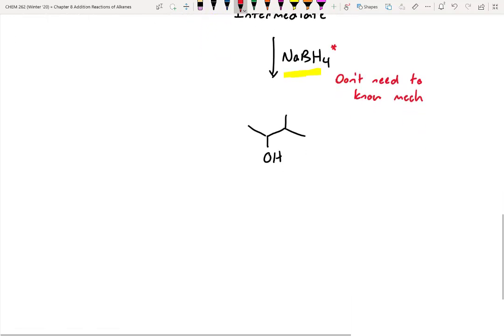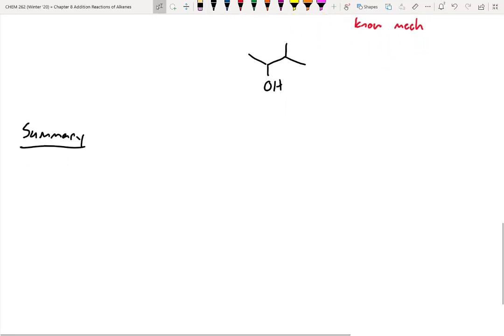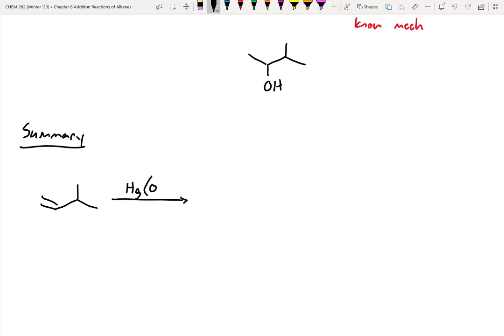All right, so let's summarize this, because we broke this down pretty quickly. We started out with this alkene. We said that we're going to use HgOAc2 and water in our first step. And after that first step, we're going to get an intermediate that looks like this.